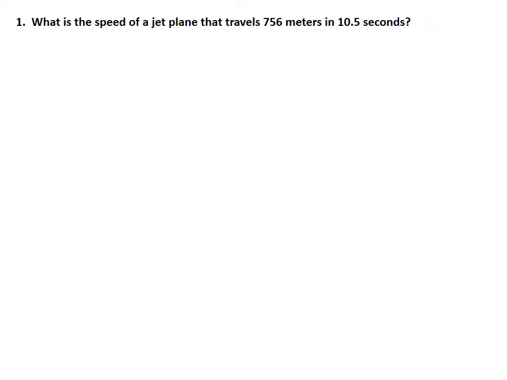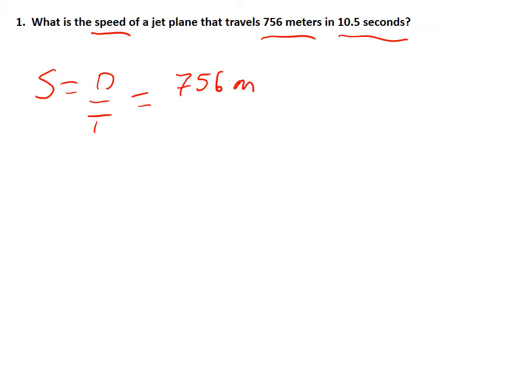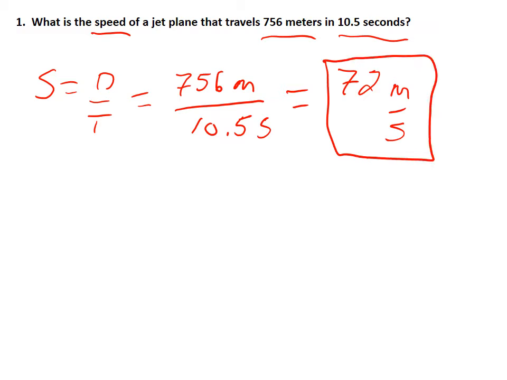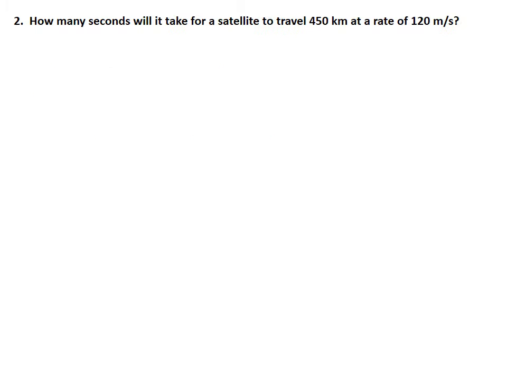In this first problem, it's asking you to solve for the speed of a jet plane that travels a distance of 756 meters in 10.5 seconds. So again, we always start out by putting down our equation. Speed equals distance divided by time. The distance was 756 meters. The time was 10.5 seconds. When we run that through our calculator, we get 72 meters per second. And again, always put a box around your answer.